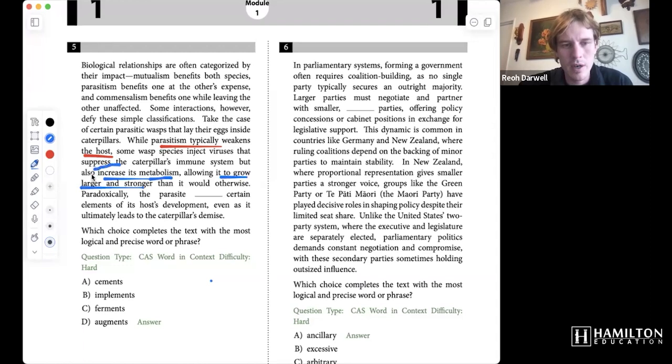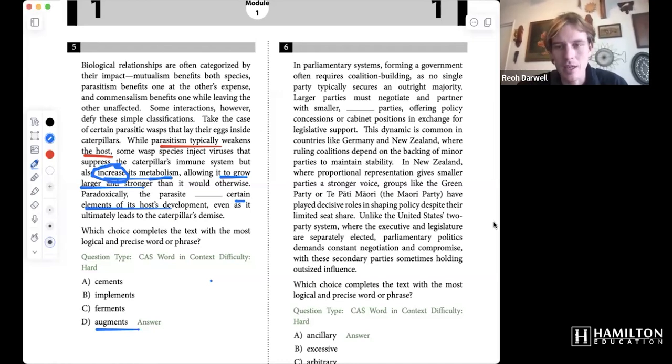So this word here, increase, is really important. It increases or benefits or grows certain elements of its development, even as it ultimately leads to the caterpillar's demise. So we're looking for something like adds to, makes better. And augments means that. To augment something is to improve or grow or make better or larger, increase it, add to it. These are all ways you can say this.